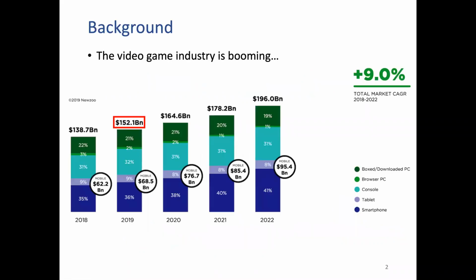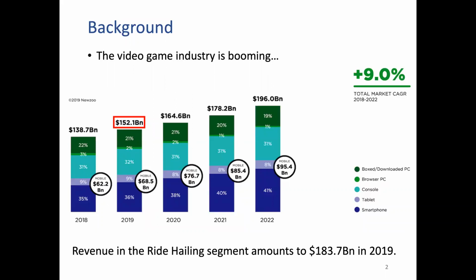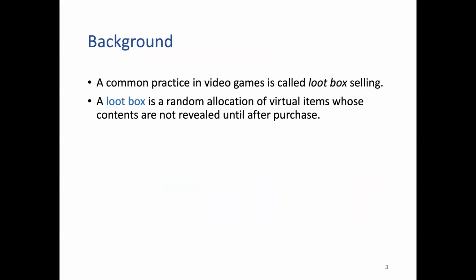The problem in our paper originated from the video game industry, which has been fast growing in recent years. According to a business report, the revenue from video games last year was about $152 billion. To give you a sense of how large that is, the ride-hailing segment, which is super popular in our community, amounts to $183 billion in revenue last year. So you can see that these two industries are quite comparable, but the problems in the video game industry have long been overlooked. The topic today is loot boxes, which are a common practice in video games.